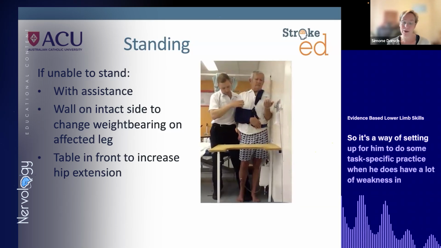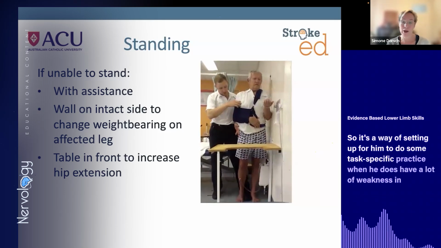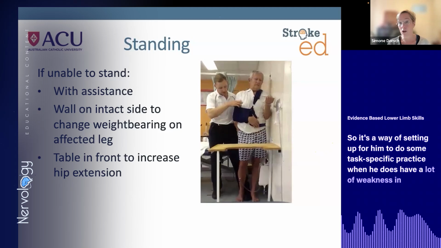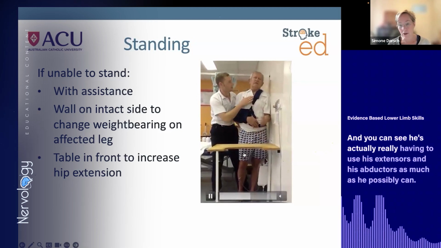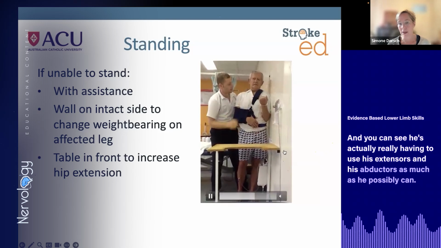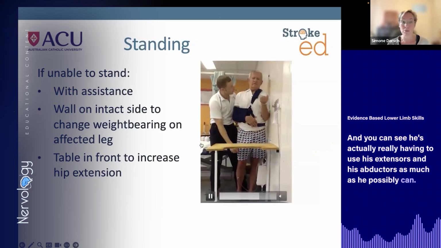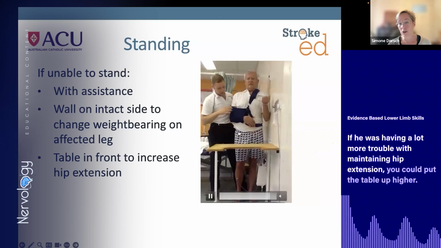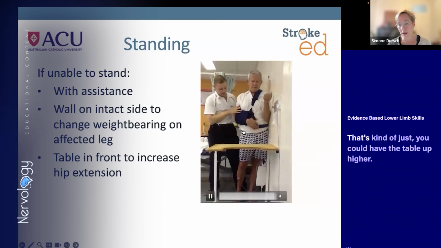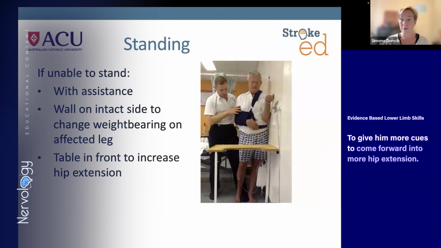So it's a way of setting up for him to do some task-specific practice when he does have a lot of weakness in his right leg. And you can see he's actually really having to use his extensors and his abductors as much as he possibly can. If he was having a lot more trouble with maintaining hip extension, you could put the table up higher, to give him more cues to come forward into more hip extension.